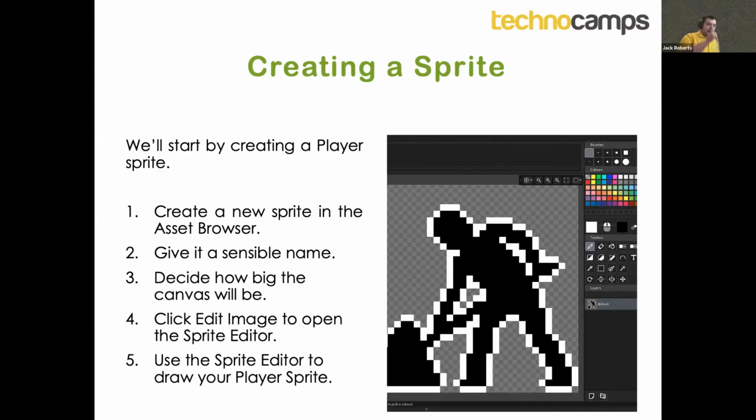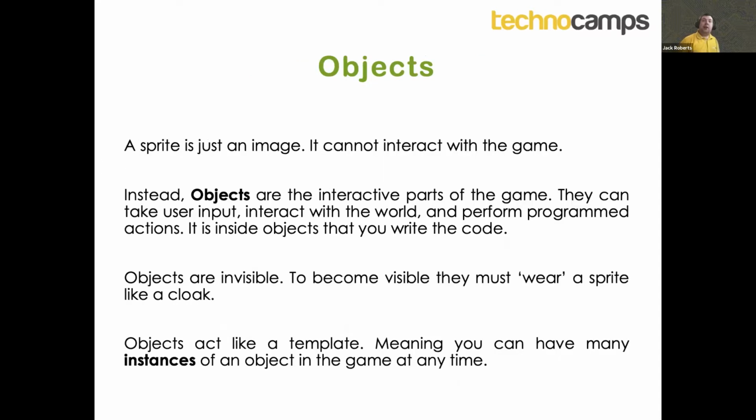Okay. Now, sprites are unfortunately just images. They can't interact with the game. They don't do anything. If we want the game to be interactive, we need objects. Objects are the part of the game that's actually interactive. Objects can take user input, so they can read the keyboard or read the controller. They can interact with the world. They can perform programmed actions. And it's inside objects that we actually write the code.